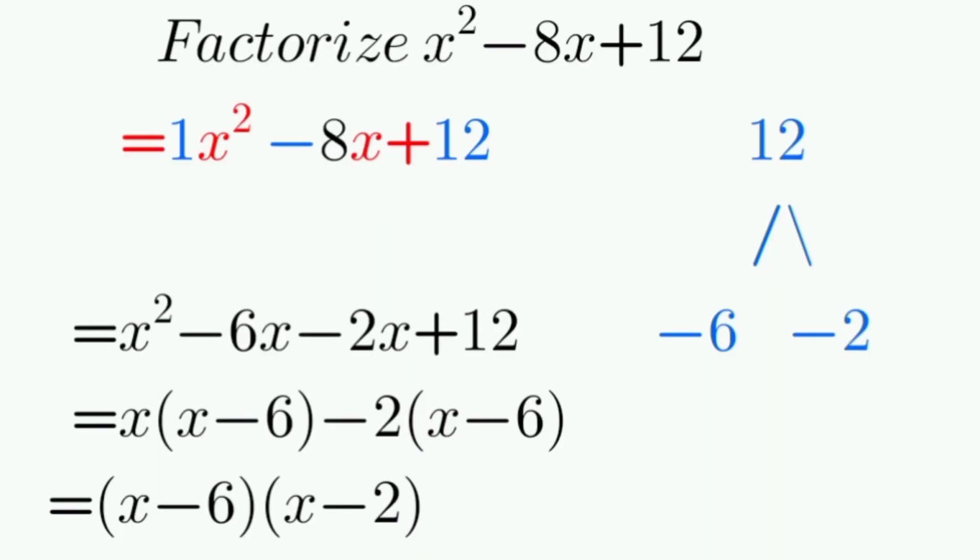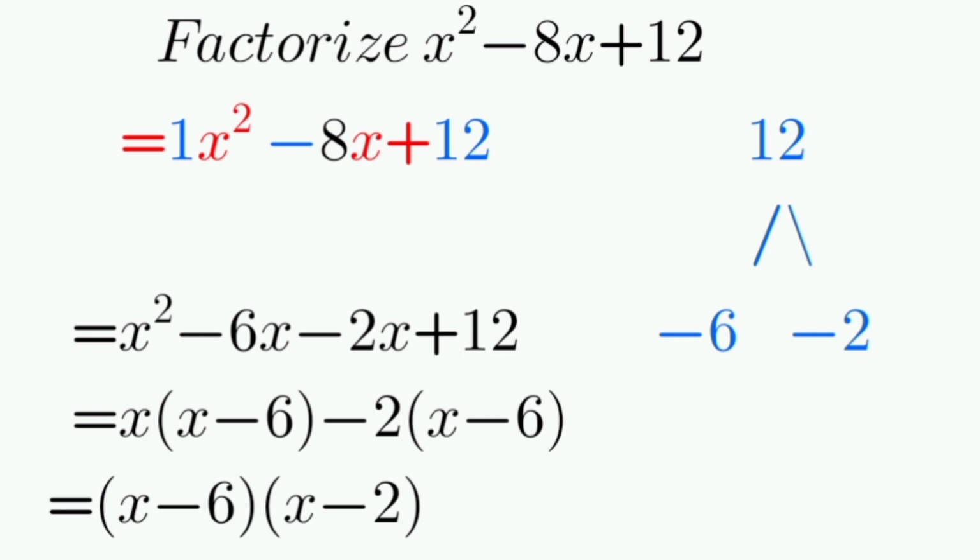One more question. Factorize x square minus 8x plus 12. The coefficient of x square is 1 and the coefficient of x is minus 8 and the constant is 12. As usual, multiply the constant with the coefficient of x square. 12 into 1, 12. We are selecting the factors of 12 in such a way that the product is plus 12 and whose sum is minus 8. Therefore, minus 6 into minus 2 is plus 12, minus 6 plus minus 2 is minus 8. Therefore, x square minus 6x minus 2x plus 12.